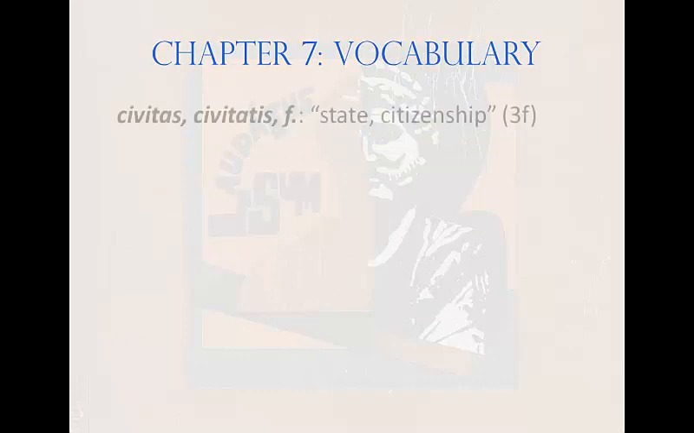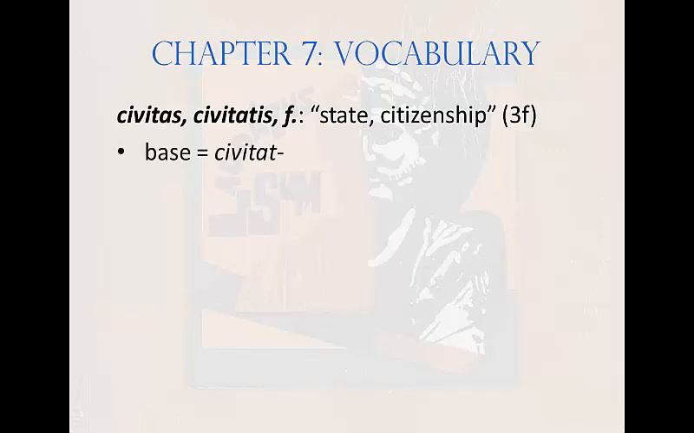The first word is civitas, civitatis, feminine, meaning state or citizenship. It's a third declension feminine noun. Note that its base is civitat, C-I-V-I-T-A-T. You get that by dropping the is from the genitive singular. Remember, that's the proper process by which to get the base of a third declension noun.